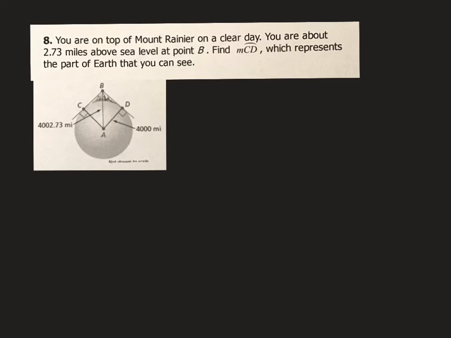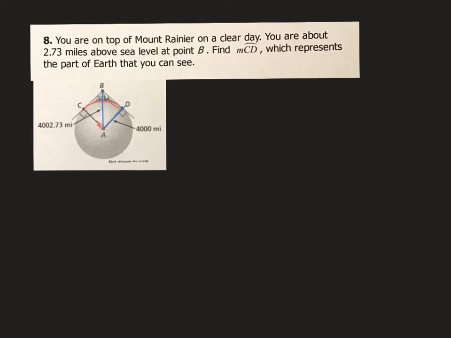Okay, so in number 8, you're on top of Mount Rainier on a clear day. You are about 2.73 miles above sea level at point B. Find the measure of arc CD, which represents the part of Earth that you can see. So in order to find this arc, we need to find what this entire angle here is. So we know that AB is 4,002.73 miles, and we know that AD is 4,000 miles.